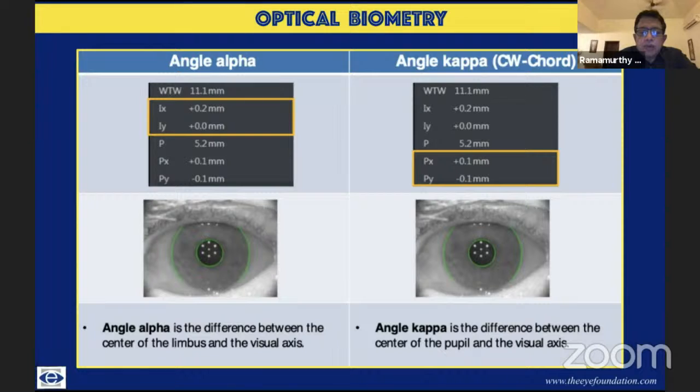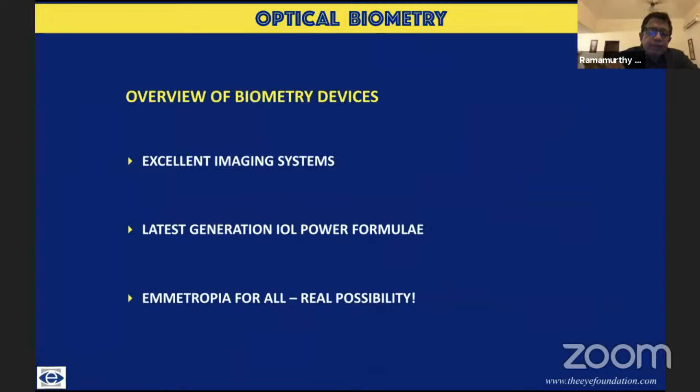Angle kappa is more useful as far as keratorefractive surgery is concerned, because here you are measuring the difference between the center of the pupil and the visual axis, while intraocular lenses are more aligned depending on the limbus, and that's the reason angle alpha is more important.